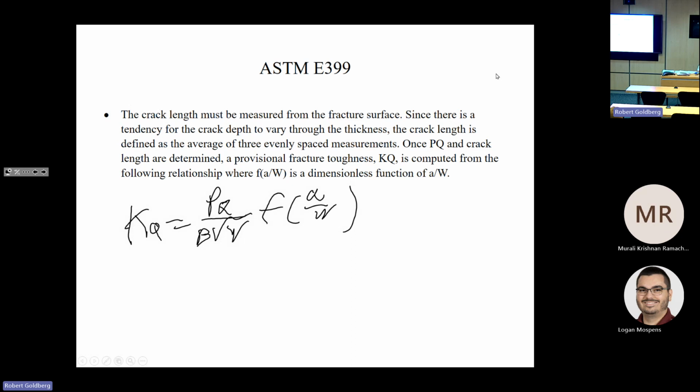And this function of A over W is just what we talked about before and did in all of our K1 discussions, where you look in the various tables that give your function of the crack length divided by the width for the various types of specimens, and whatever specimen you're using, that's the function of A over W you use. And this function of A over W is given in polynomial form in the standard for the four specimen types, and individual values are also tabulated, or there are various tables that can be consulted for K solutions for a variety of configurations.